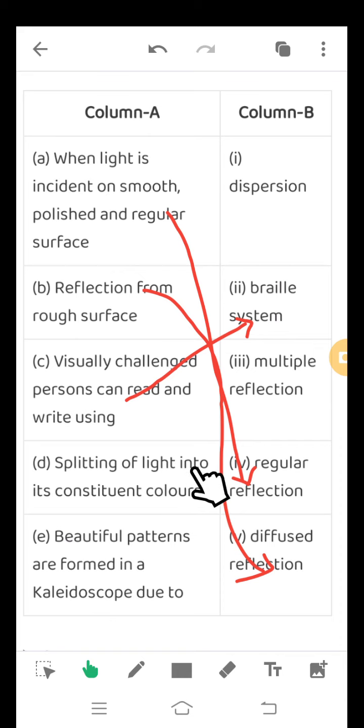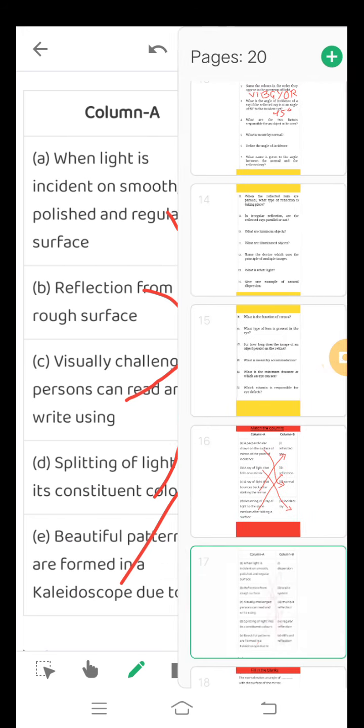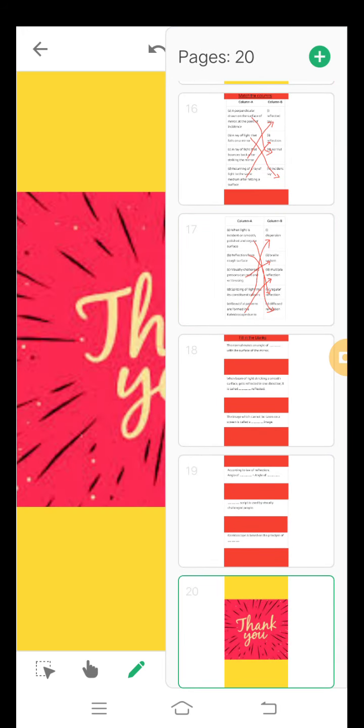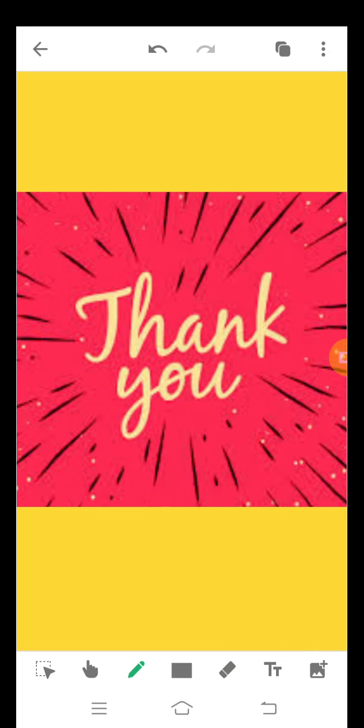Splitting of light into its constituent colors is called dispersion of light. Beautiful patterns are formed in a kaleidoscope due to, yes, multiple reflection. So that's all with the questions for light chapter. I hope we have revised enough.